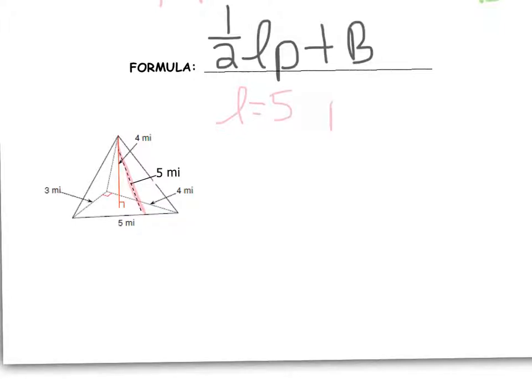Now the perimeter. Let me change colors here so you can see it. The perimeter is going to be the outside of the bottom triangle. So it is the 3, it is the 4, and it is the 5. So we're going to add 3 plus 4 plus 5. So the perimeter of this shape is 12, or the perimeter of the base triangle.